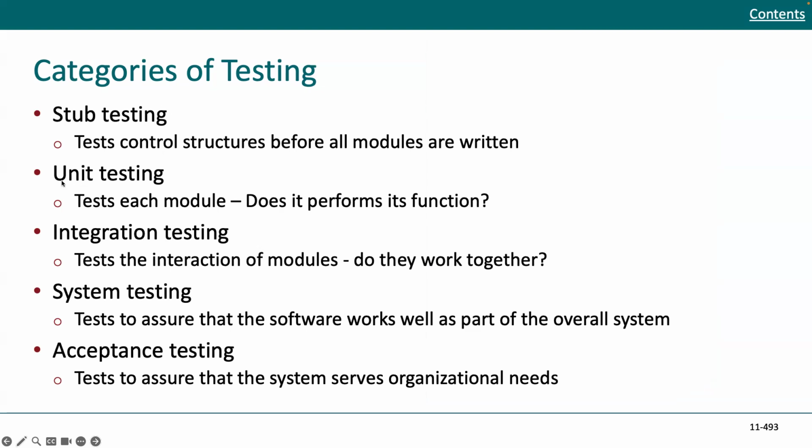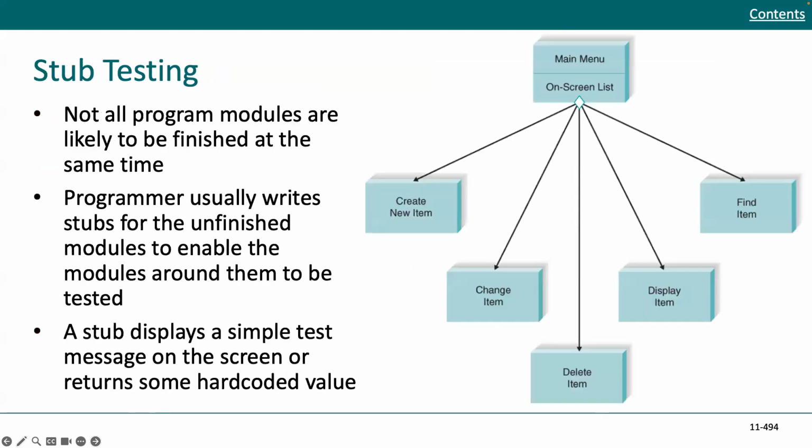the structure. Next, you get into unit testing. It tests each module, and you want to verify, does it perform its function? Integration test is next, where you test the integration of modules. Do they work together properly? Finally, we have systems testing, which assures that the software works well as part of the overall system. And then the final part of testing is acceptance, where the test is to assure that the system serves the organizational needs, or what the customer or user wants. So we'll look at these.